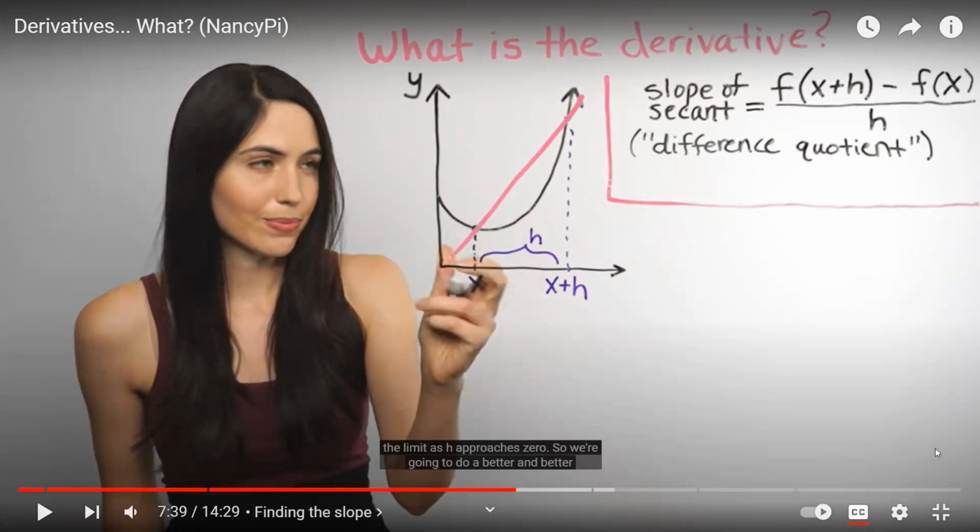If h is super small, then we are going to have two very close points that we can just draw a line through. So it's not going to be one point, it's going to be 2 points that are very close.